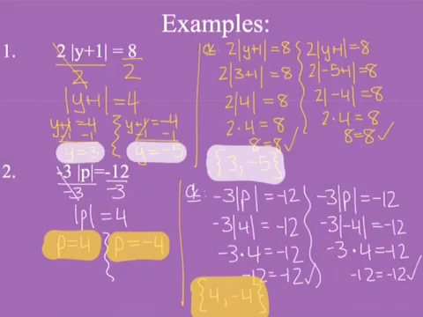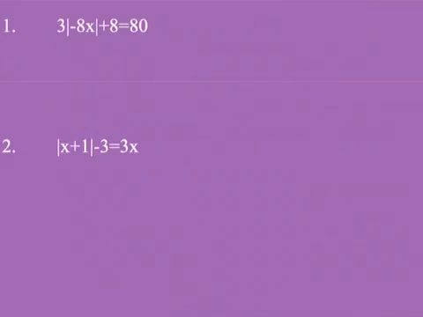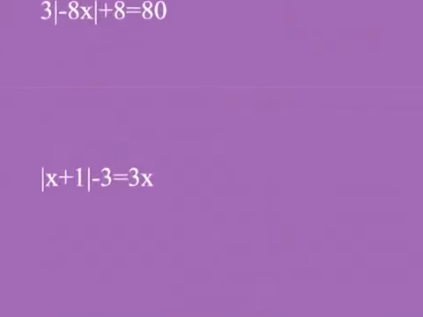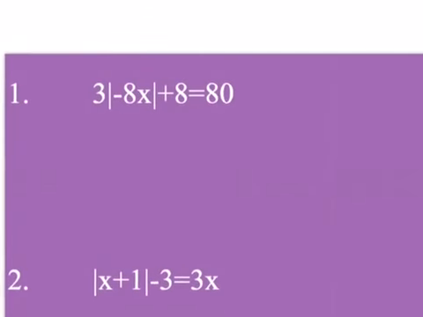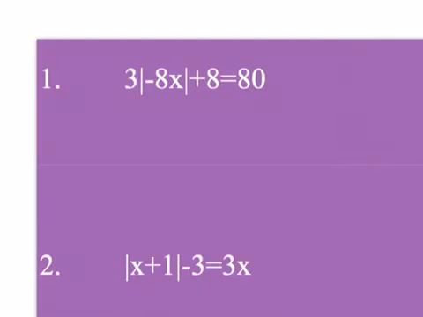All right, let's move into slide 5. Here's our first example. 3 times the absolute value of -8x plus 8 equals 80. All right, the first thing that we're going to do in order to isolate our absolute value, just like a two-step equation, is to subtract the 8 on both sides. So we get 3 times the absolute value of -8x is equal to 72.